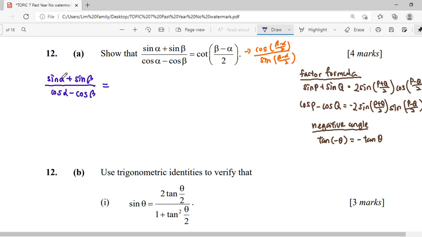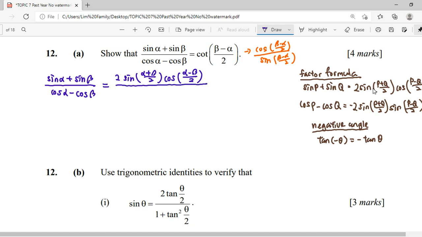So for sine alpha plus sine beta, we can use our factor formula where sine P plus sine Q equals 2 sine of the angles added together divided by 2, and then cos of the angles subtracted divided by 2. So we express this sine alpha plus sine beta into this form. We get 2 sine of alpha plus beta over 2, and then cos of alpha minus beta over 2.